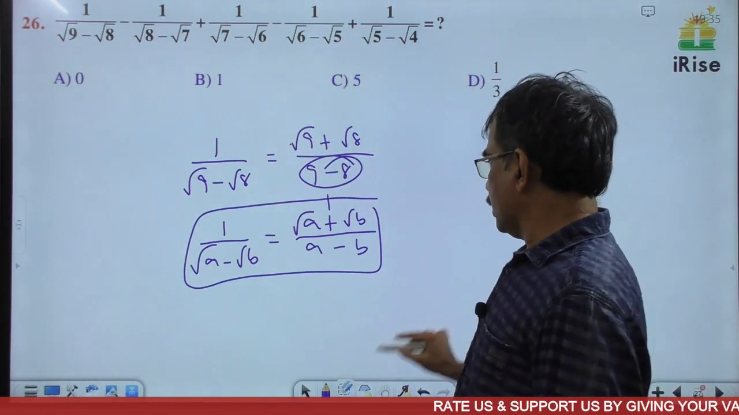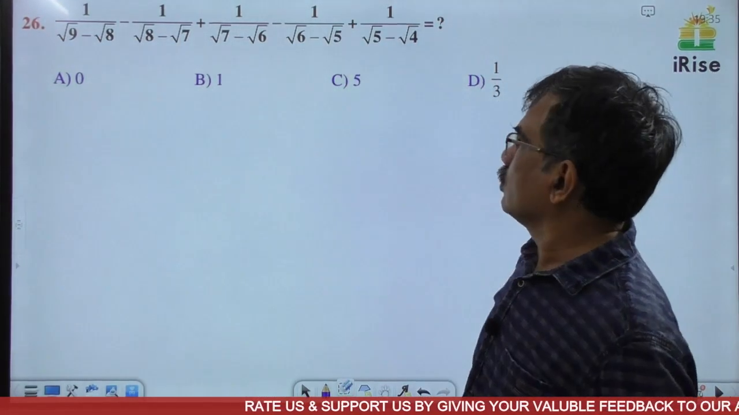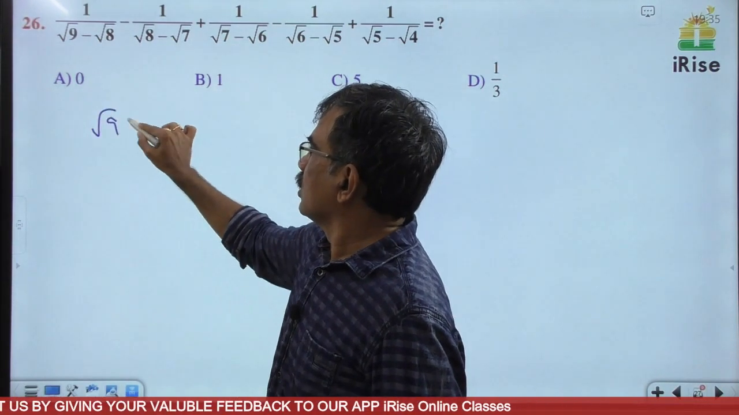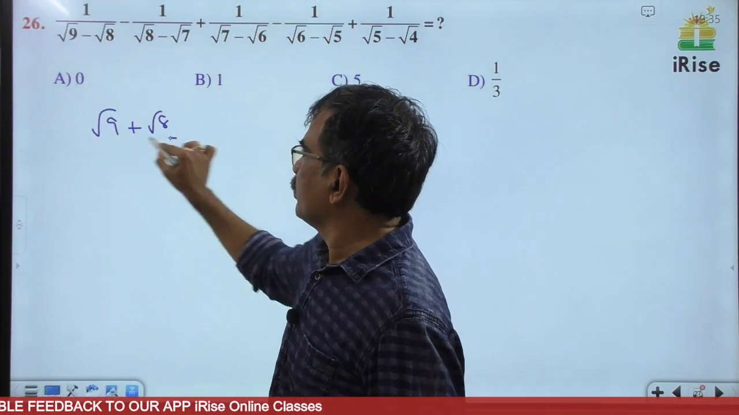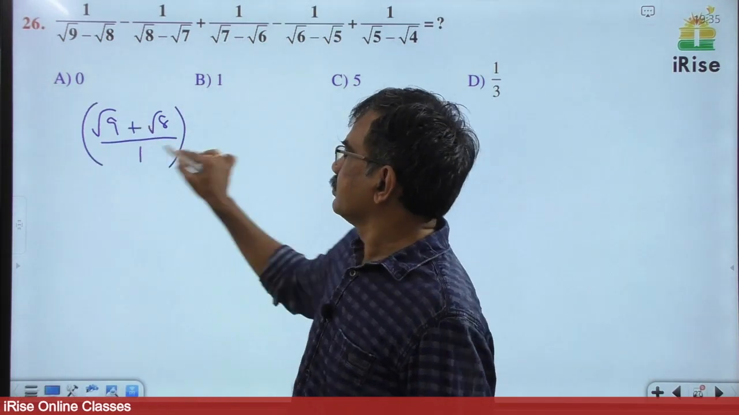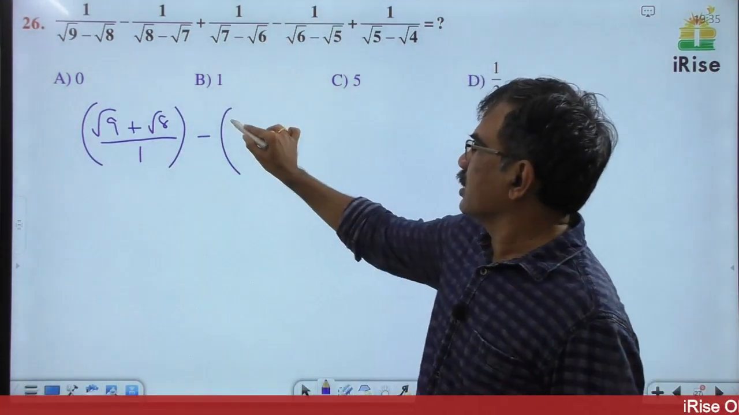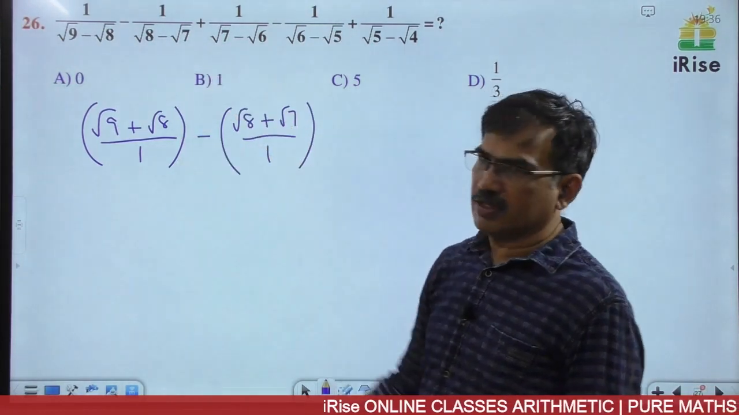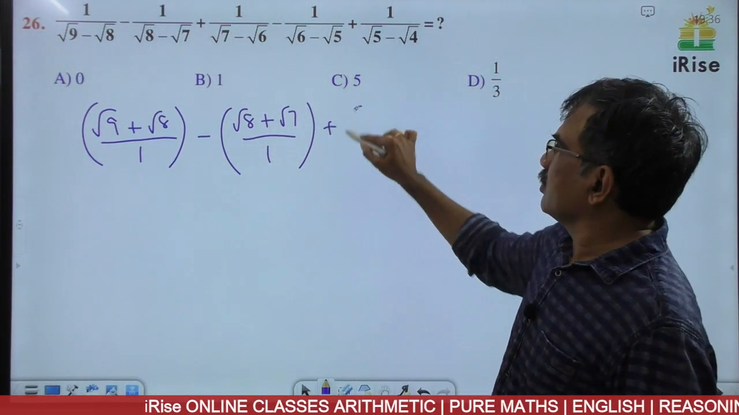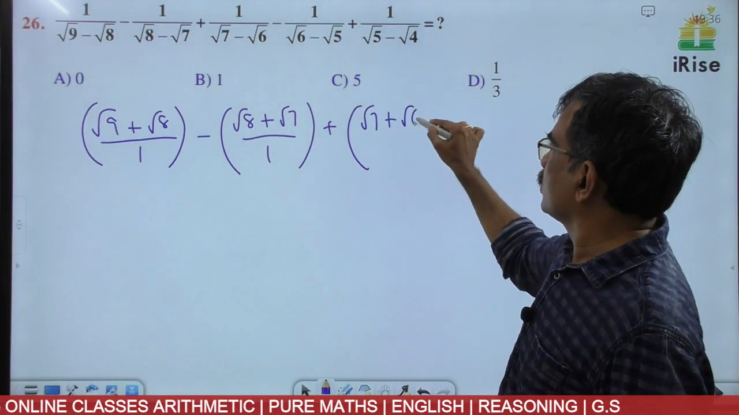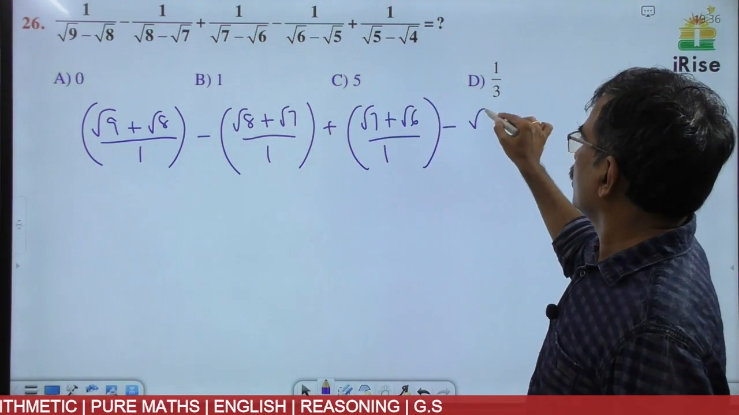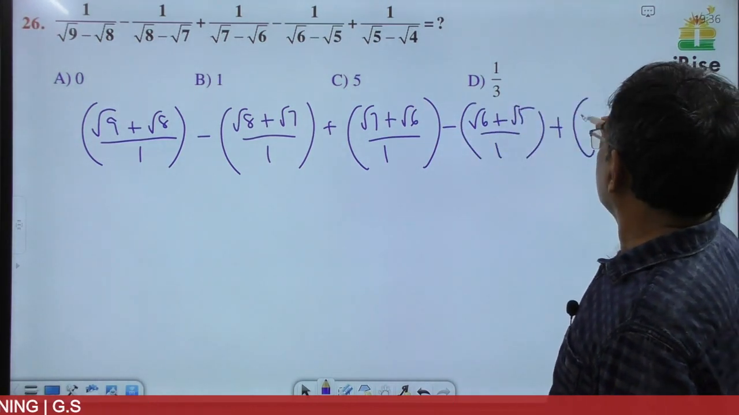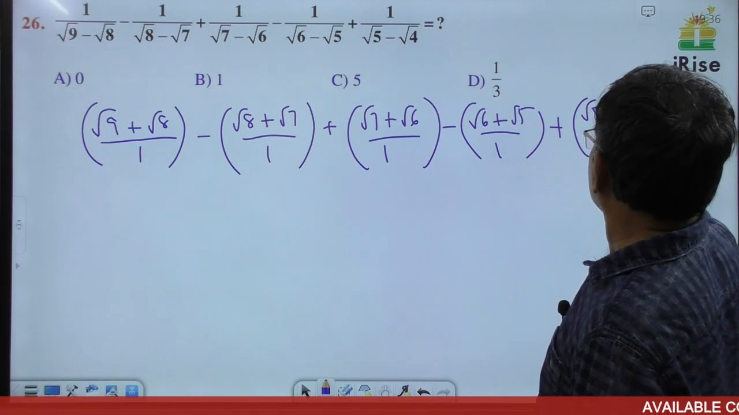Okay, see how to write directly. The first term can be written, after rationalization, as root 9 plus root 8 by 1. The second term can be written as root 8 plus root 7 by 1. 1 means 8 minus 7 is 1. The third term can be written as root 7 plus root 6 by 1. The fourth is root 6 plus root 5 by 1. Plus the fifth term can be written as root 5 plus root 4 by 1.